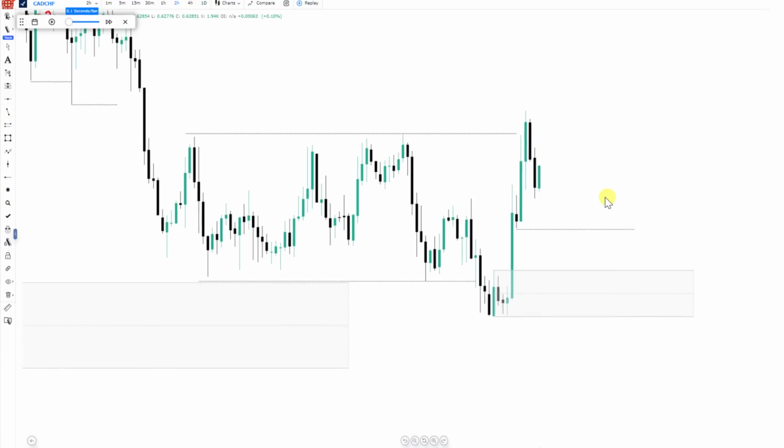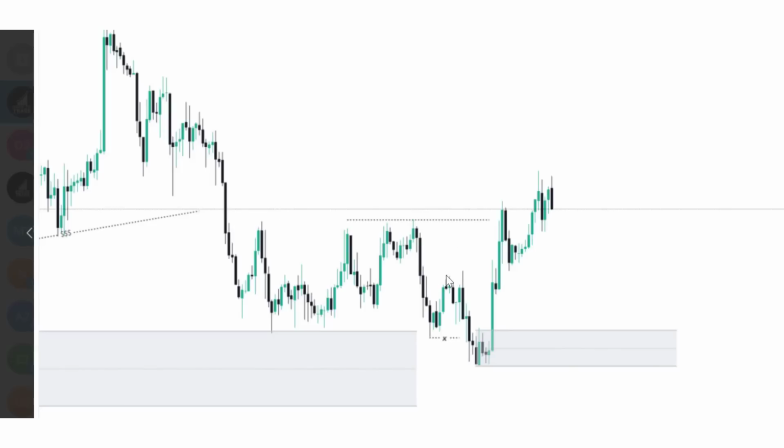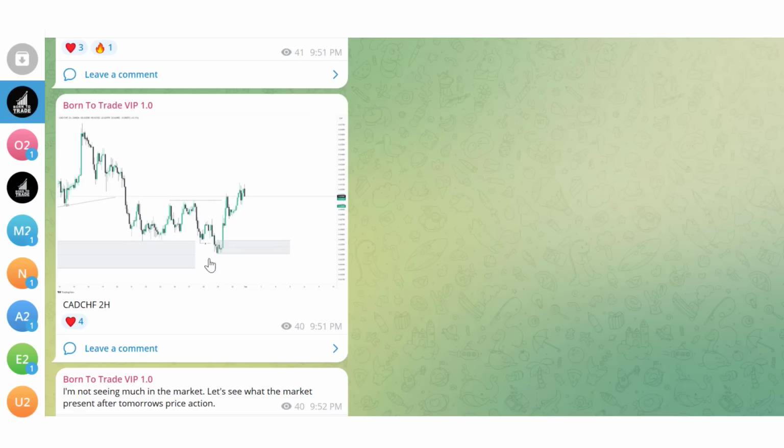Let me show you once more. So this is the exact setup when I shared it. You see I marked our liquidity sweep while price reacts massively to the upside. So this is exactly what that trade opportunity looks like when you look at it from the 2 hours time frame.